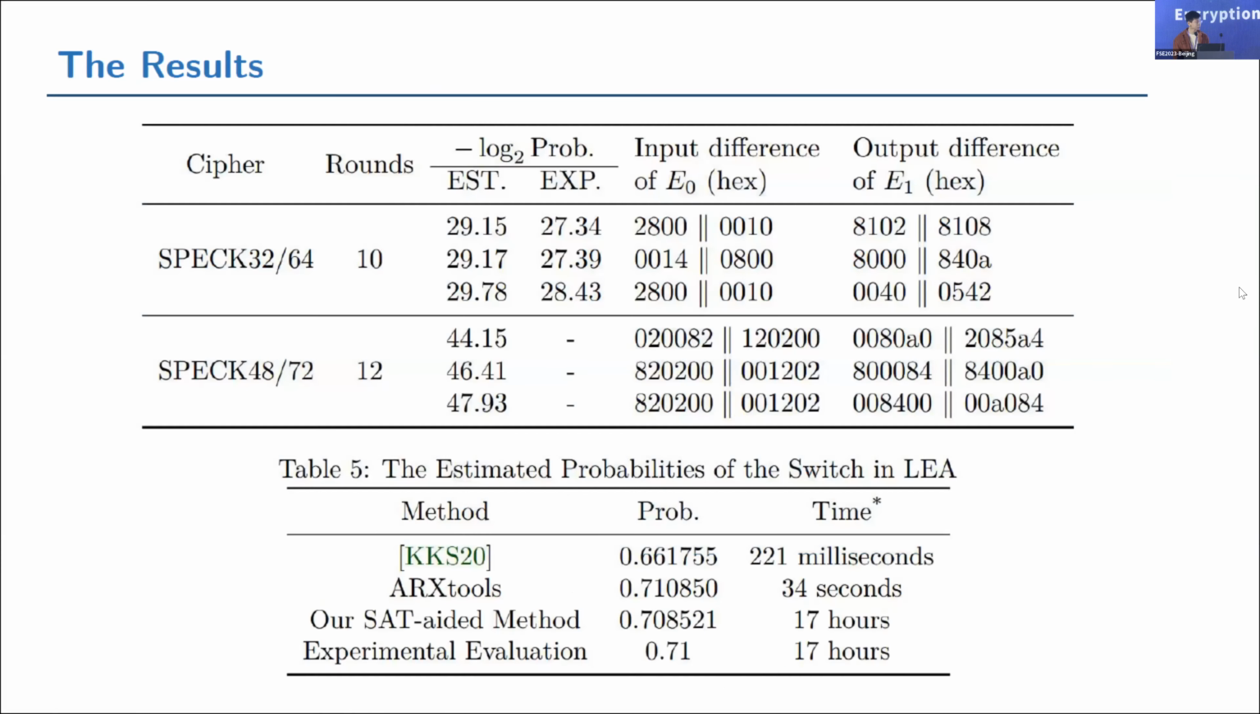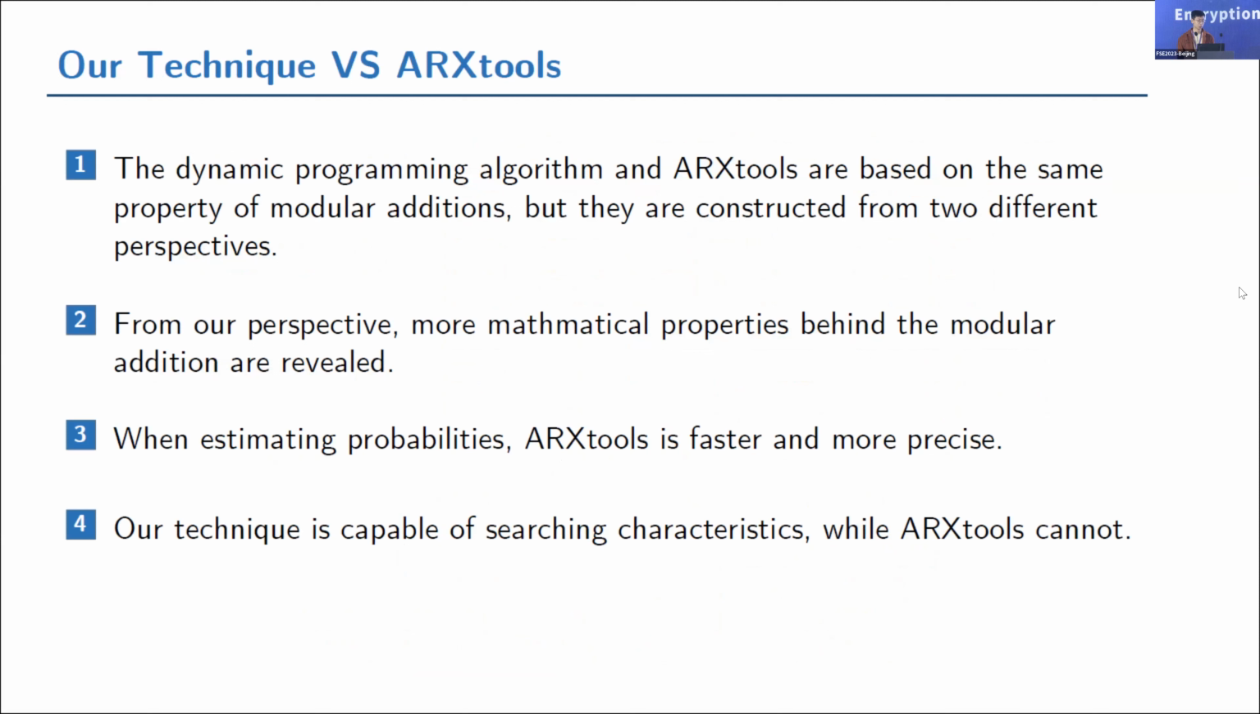This is our result. We found the current best Boomerang distinguishers on Speck 32 and Speck 48. We also fixed the previous probability estimation of Lee. You can see in this Table 5, ARX tools return the precise result in a very short time, much faster than ours. So we do a comparison.